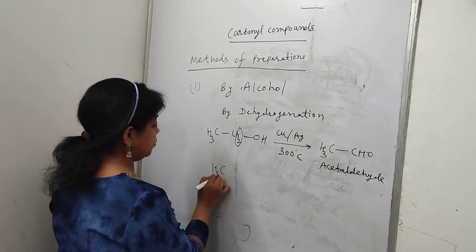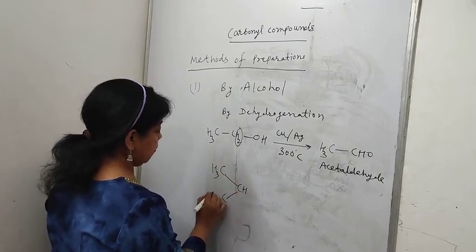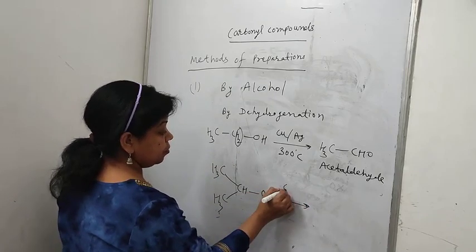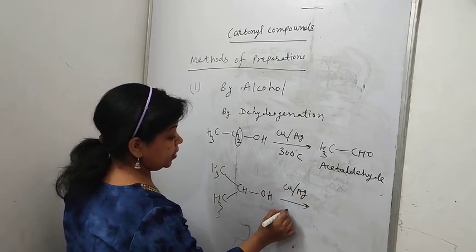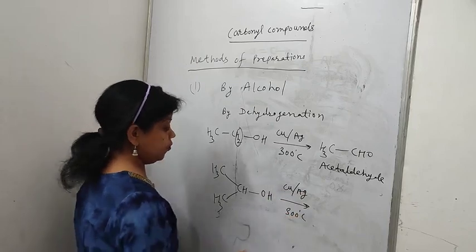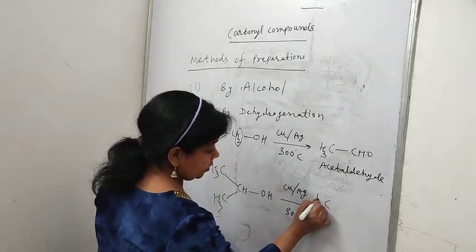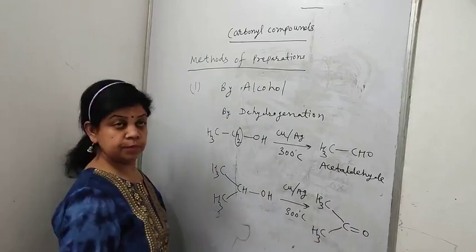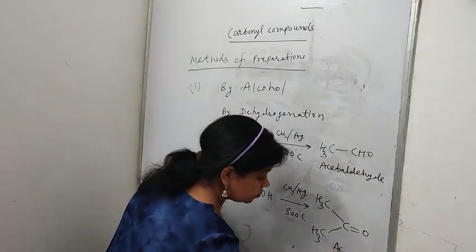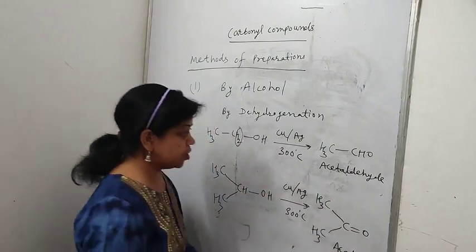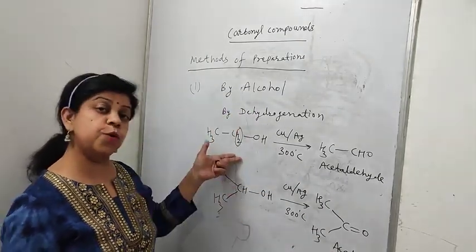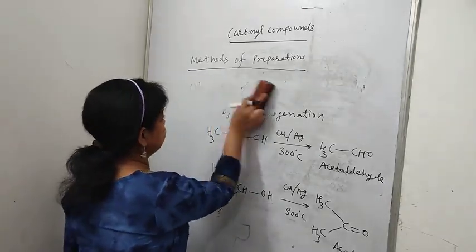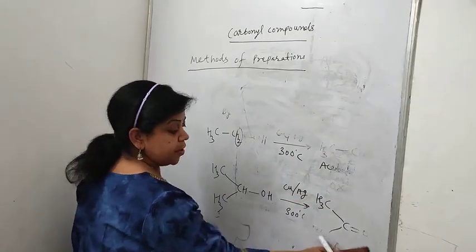When we use isopropyl alcohol, and by its catalytic dehydrogenation, we will be able to get acetone. So this is our acetone. So this is the common method for both aldehydes and ketones. Next preparation.